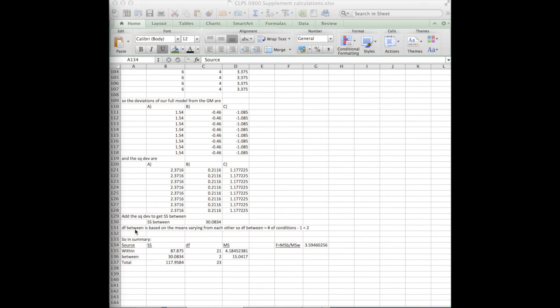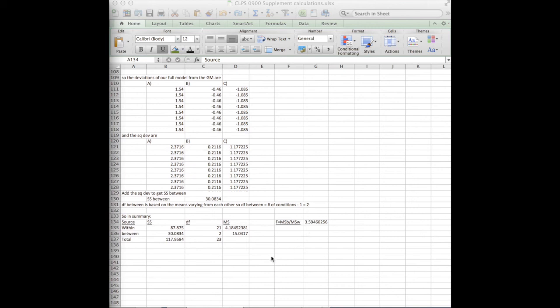And then to find the degrees of freedom, between is based on the means varying from each other. So in that case, the degrees of freedom between is equal to the number of conditions minus 1. So just remember that it's between the means. So since we had 3 means, or 3 conditions, it's 3 minus 1 equals 2 degrees of freedom.